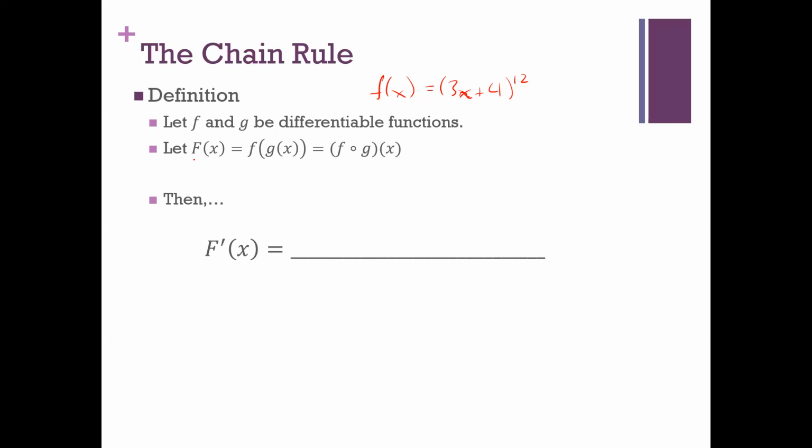So if I have capital F of x, which is equal to f composed of g, I can find the derivative of this thing all at once by, and I'll explain this, hopefully it will be a little easier to see systematically how this works. I'm going to do some examples. But I'm going to take the derivative of that outermost function, given that its input is whatever the inner function is. Then I'm going to multiply that by the derivative of that inside function.